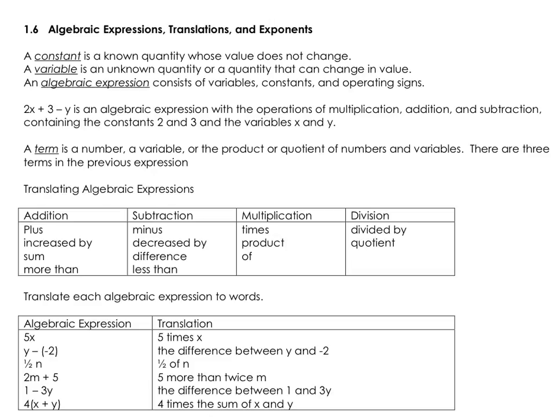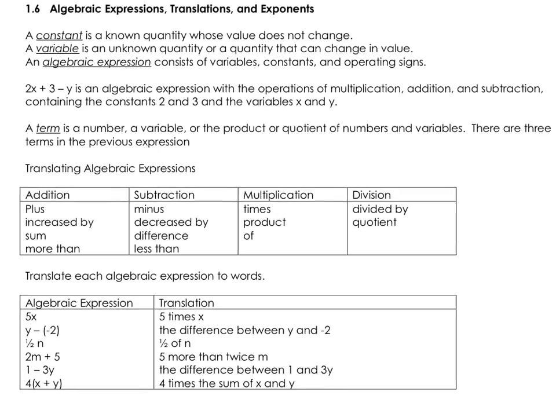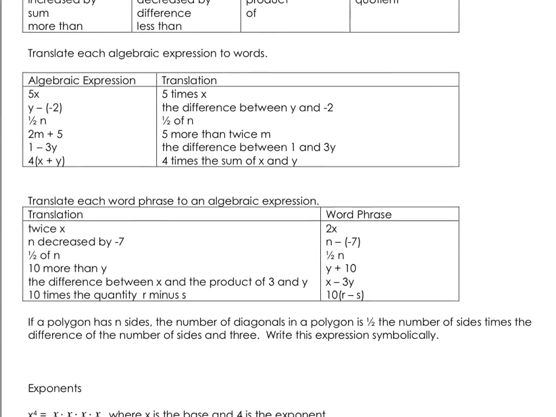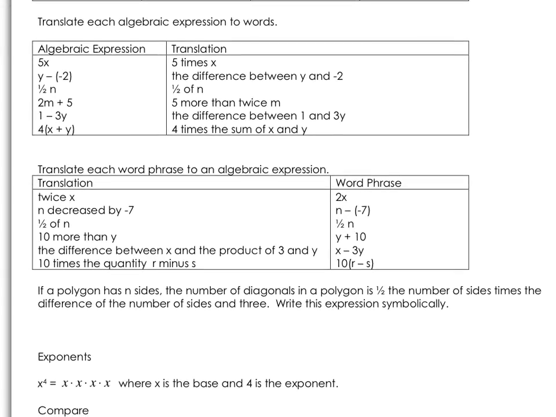Multiplication is indicated when you see the word times or product, or even the word of. Whenever we see the word of in mathematics, we think multiplication. Division can be indicated by the phrase divided by or the word quotient.